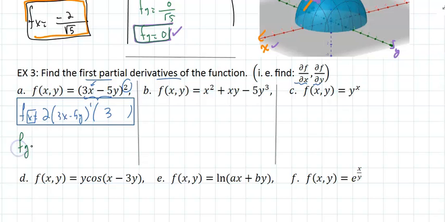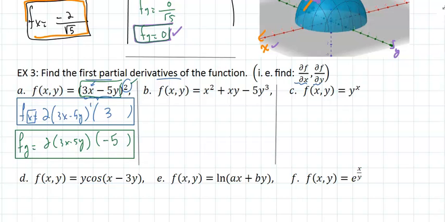What about f sub y? Well, that is still you're going to bring the power down, subtract 1 from the power, times the derivative of this with respect to y, which is only a negative 5. So I treat everything as a constant except for the variable I'm taking the derivative with respect to.